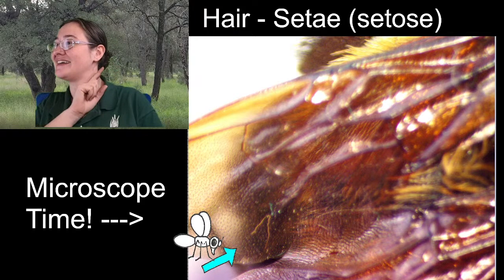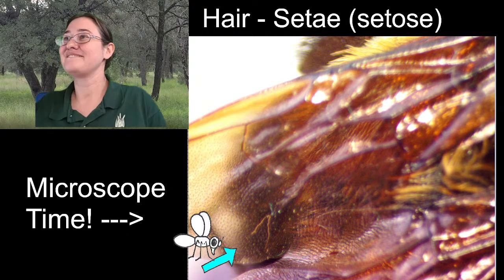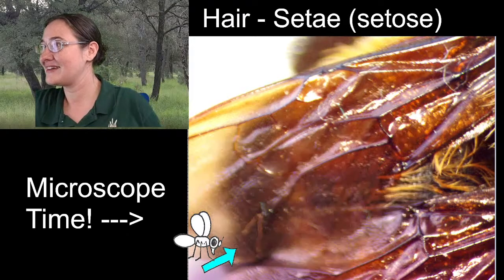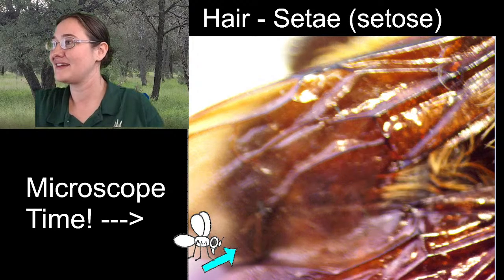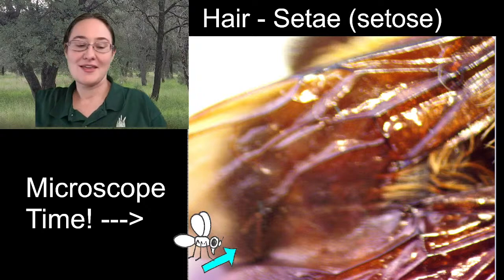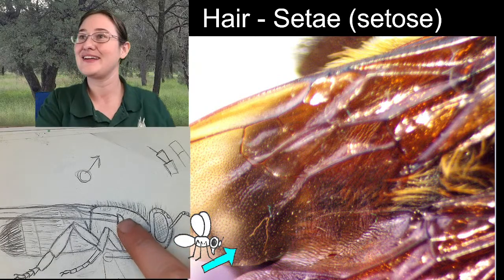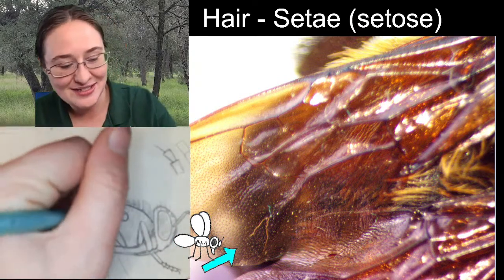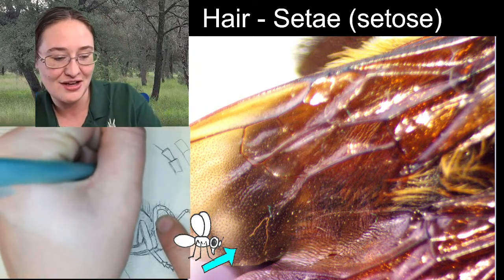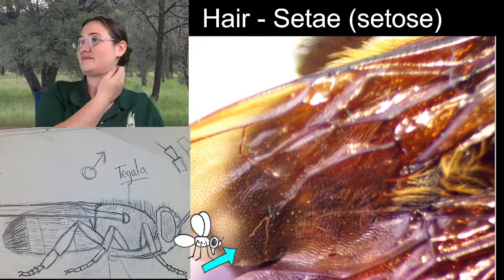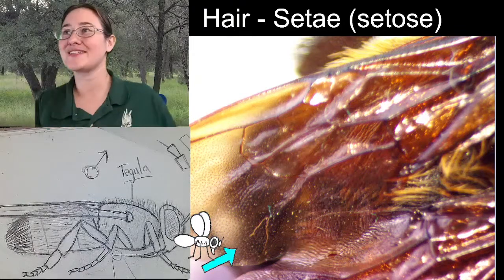Tegula! Very good. Thank you, Eric. Yes, the shoulder pad right here, where the wing connects to the thorax, that is called the tegula. That's what it is.